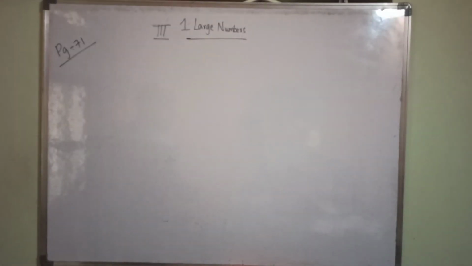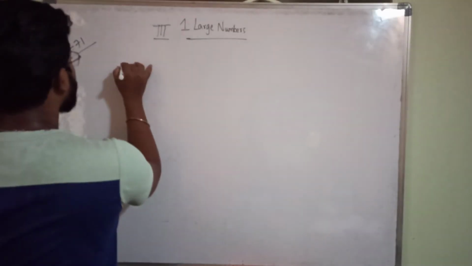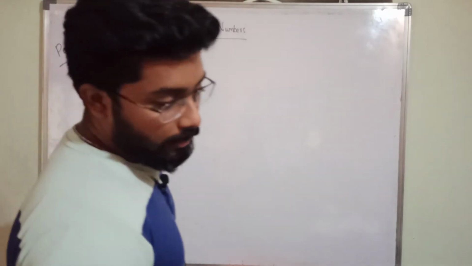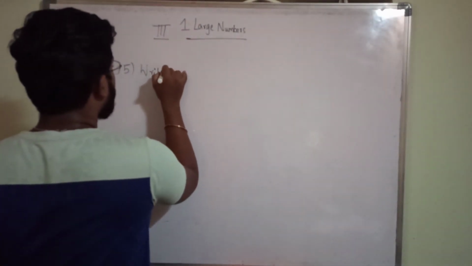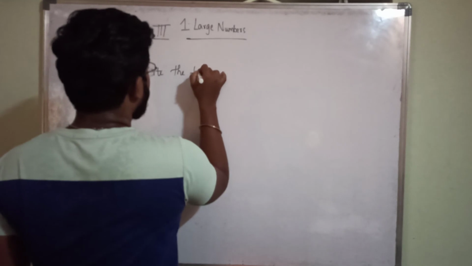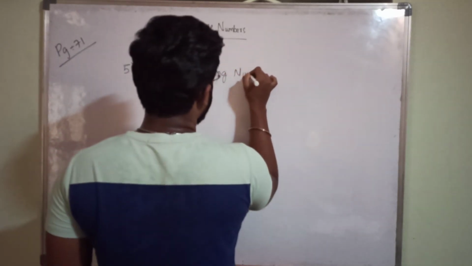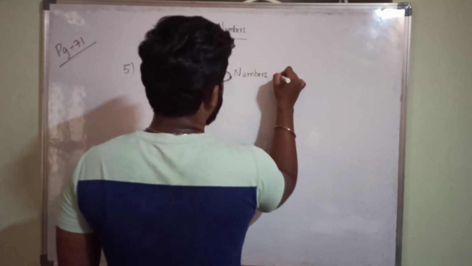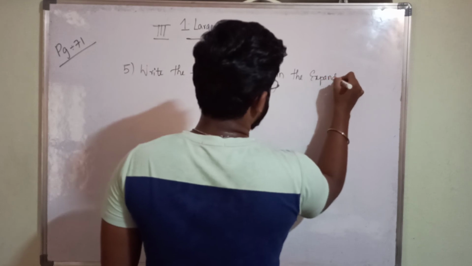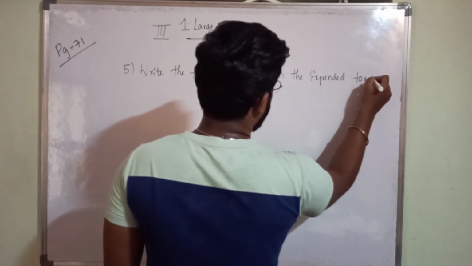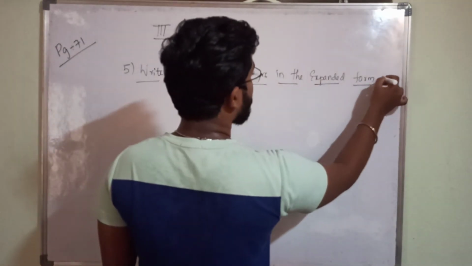What is the next bit? Fifth bit. Write the following numbers in the expanded form. Okay. Write the following numbers in the expanded form.